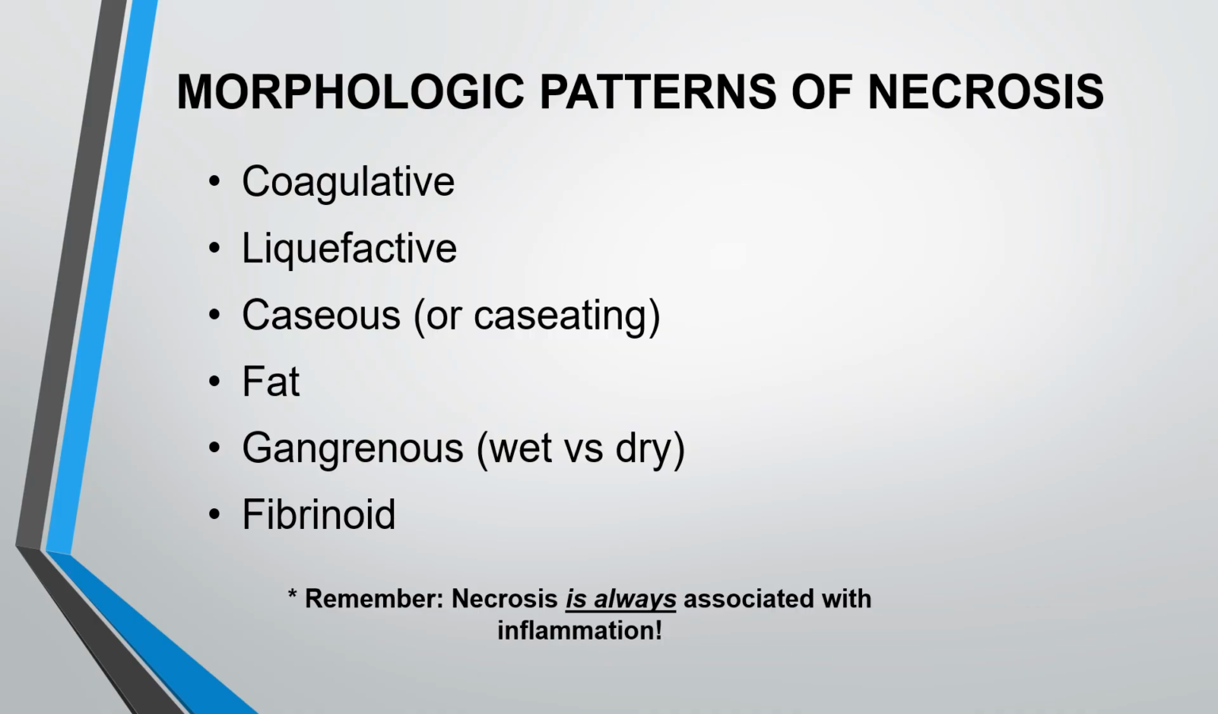So coagulative, the structure is preserved, cells are dead. Liquefaction, tissue turns to liquid. Caseous, crumbly, cheese-like. Then there's fat digestion and saponification. Gangrenous is ischemic tissue, wet or dry. And fibrinoid, which is immune-mediated vessel injury.